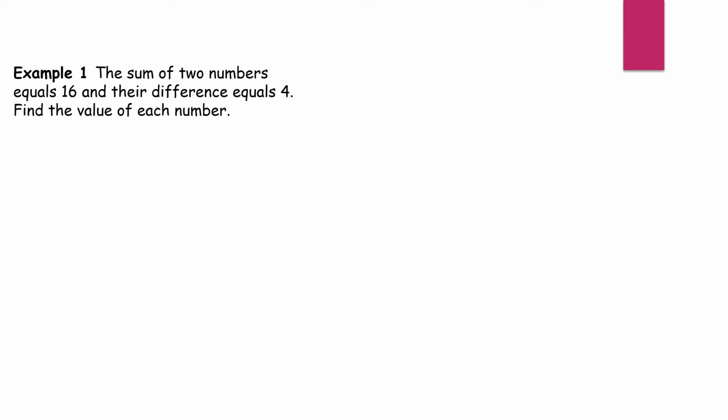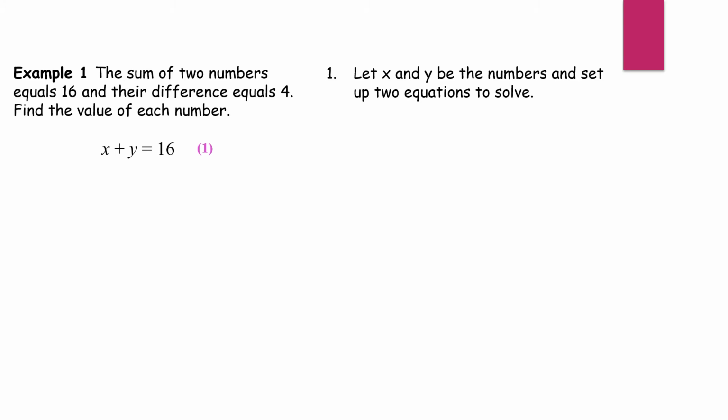So the first example, we've got the sum of two numbers equals 16 and their difference equals 4, and we want to find the value of each number. So we're going to let x and y be the numbers, and we're going to set up two equations to solve. So sum means adding the numbers together. So if we add x and y, it's going to equal 16. So that gives us our first equation: x plus y equals 16.